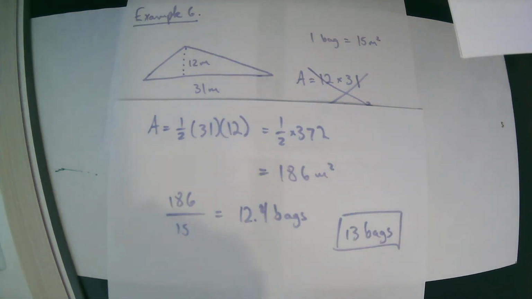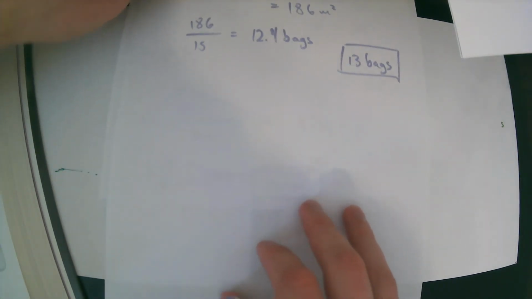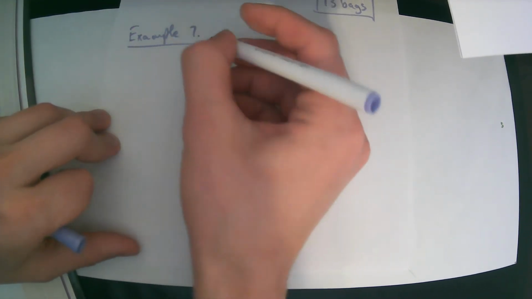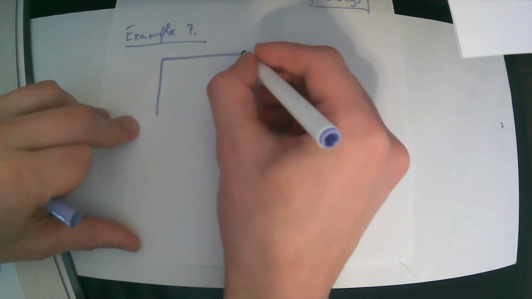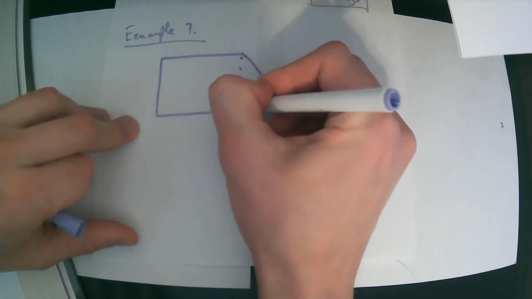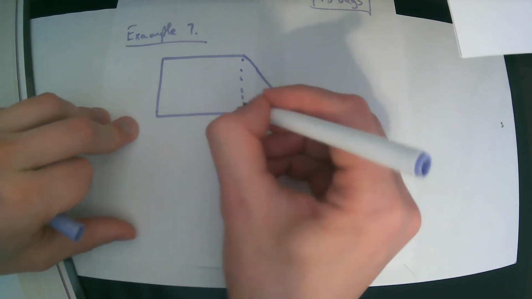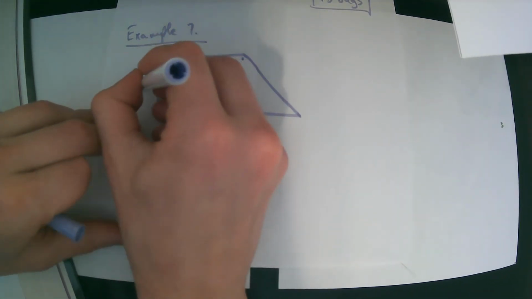Okay. Example 7 now is the area of a trapezoid. Find the area of the trapezoid. So we've got this side, this side. By the way, what is a trapezoid? It's just a quadrilateral where only one pair of sides is parallel.